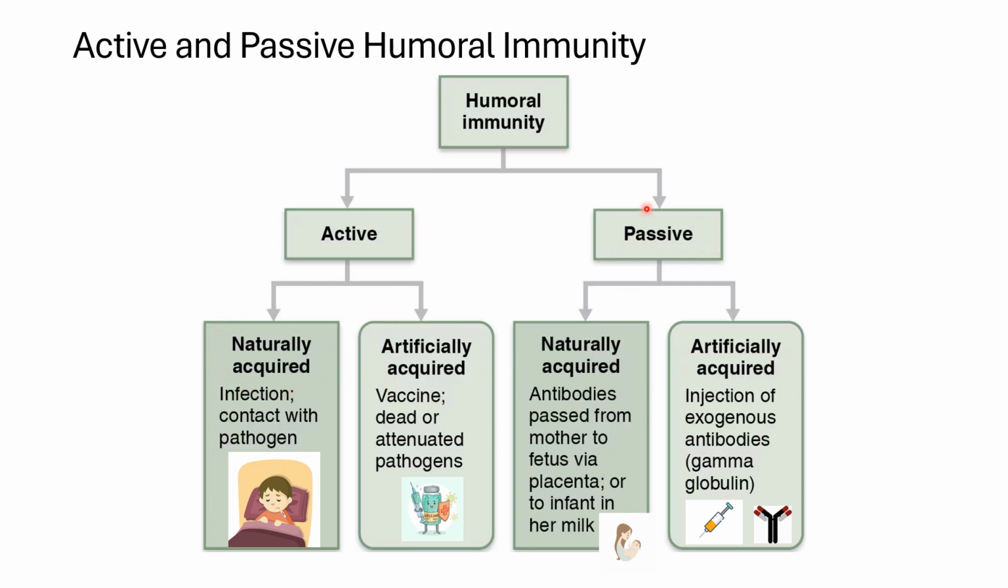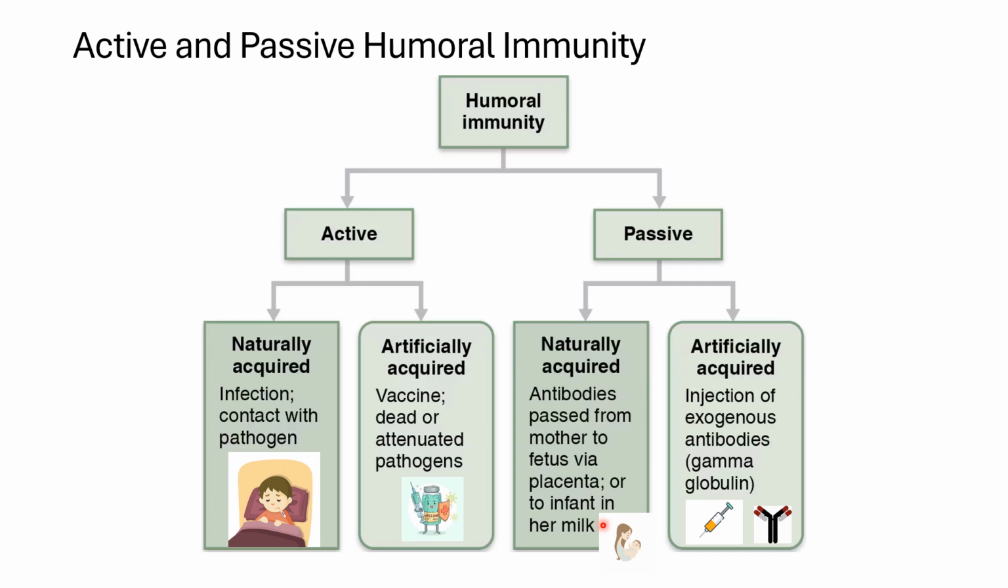Then there is passive immunity. What is passive immunity? It is when pre-made antibodies to that pathogen are given to a person. And it can be naturally acquired. Yes, it also can be naturally acquired. How? The antibodies pass from mothers to the fetus via the placenta and also in the breast milk. So they go to the infant, and now the infant has naturally acquired passive immunity, because we are not giving the pathogen to mount the immune response in the body.